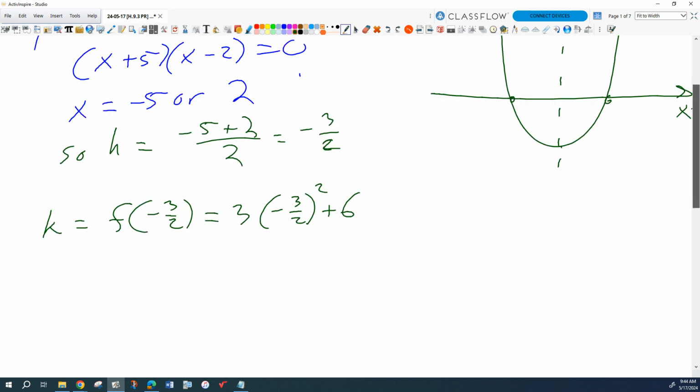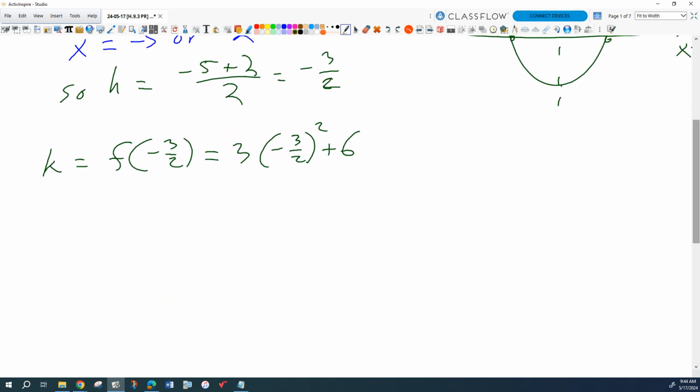Was it 6? Is that what it was? Oh, 9. So if I plug that in, what's negative 3 halves squared? 9/4 times 3, 27/4. Positive. Plus, what's 9 times 3 halves? 27 halves. Well, it's supposed to be negative 3 halves, right? So that should be negative.